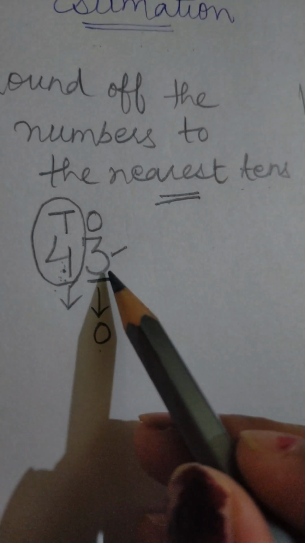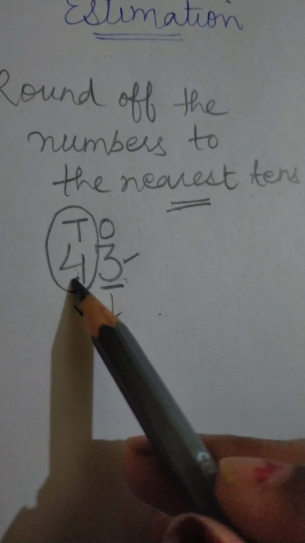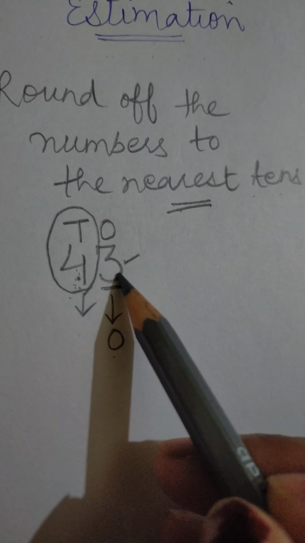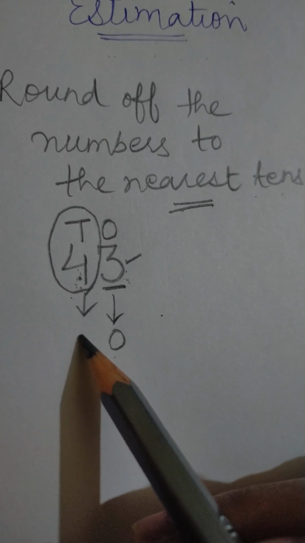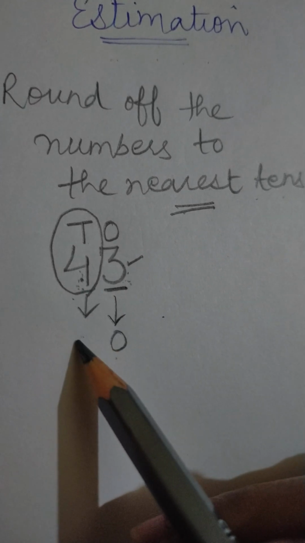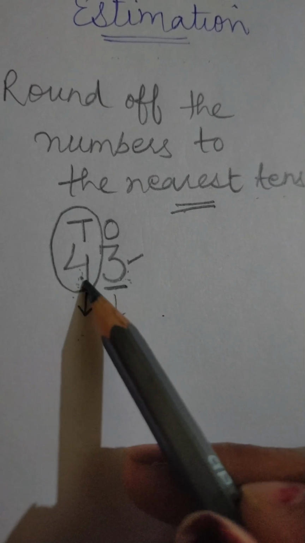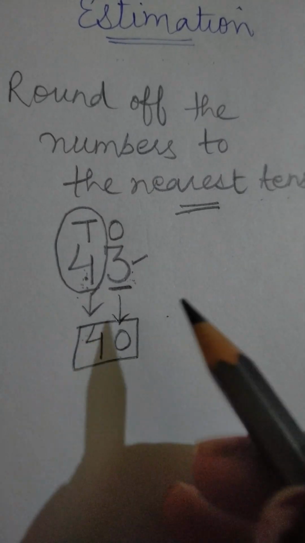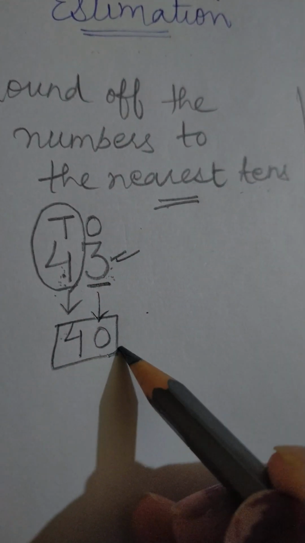Listen carefully. If the ones place digit is 5 or more than 5, then the tens place digit will become the next digit. But if the ones place digit is less than 5, the tens place digit will remain the same. In this question the ones place digit is less than 5, so the tens place digit will remain the same. So 43 rounded off to the nearest tens is 40.